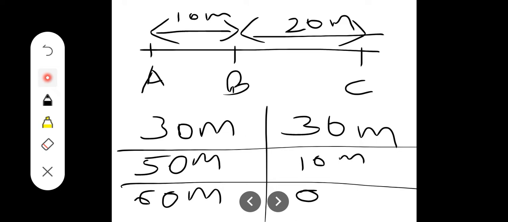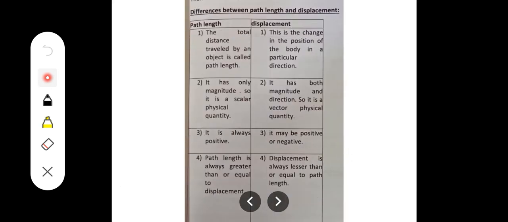Correct. So from the point of view of examination, you should know the difference between path length and displacement. This is usually asked for 2 or 3 marks. Then you should know some differences between path length and displacement. You can see here some differences are given.